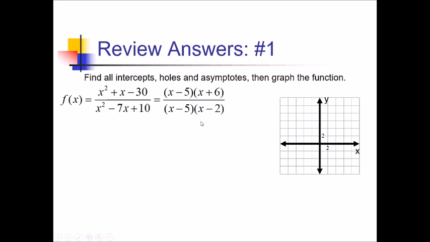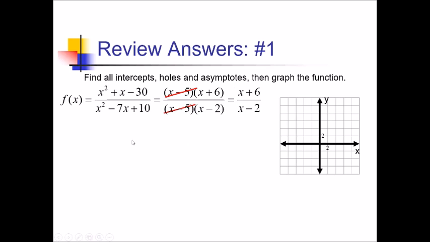And I see very quickly that these x minus 5s can cancel if I want, leaving me with the simplified function of x plus 6 over x minus 2, which I'm going to need for quite a few things down here. So let's go ahead now and find the different intercepts, holes, and asymptotes, and then we'll graph this.